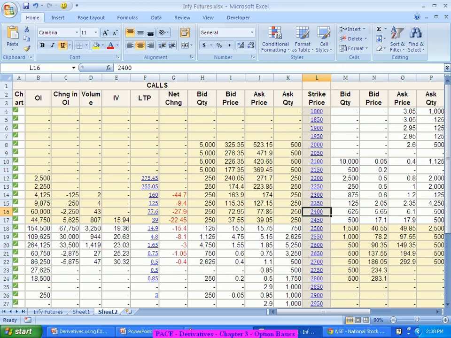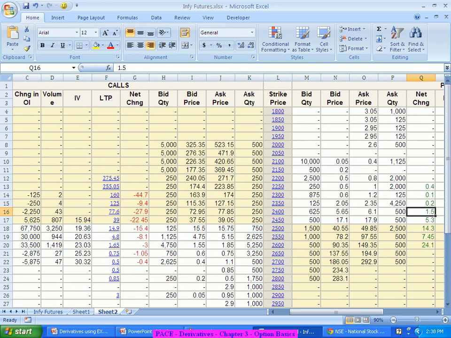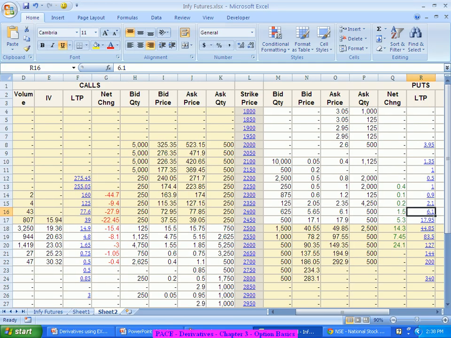If it is overpriced, I would look at selling a call option. If it is underpriced, I will look at buying a call option. Similarly for the put option. Now let's say I want to get into a put option here. You see here for 2,400, if I want to sell Infosys on 28th June, the premium is 6.1. The put premium is only 6.1 because today the price is 2,475.